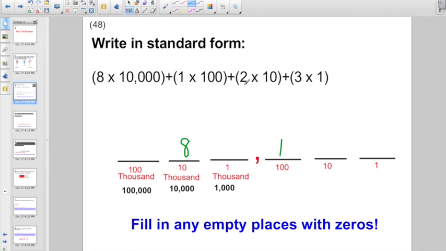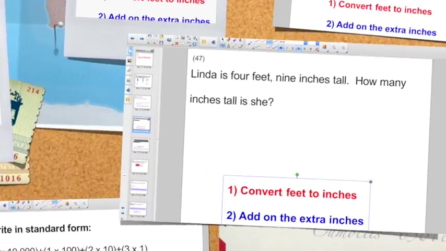And the next digit up is a 2 in the 10 spot. And then I have a 3 in the 1 spot. And you have to remember, fill in any empty places with zeros. We don't need to put a 0 in the front of a number, but if you have anything in between, it needs a 0. So I have 80,123.